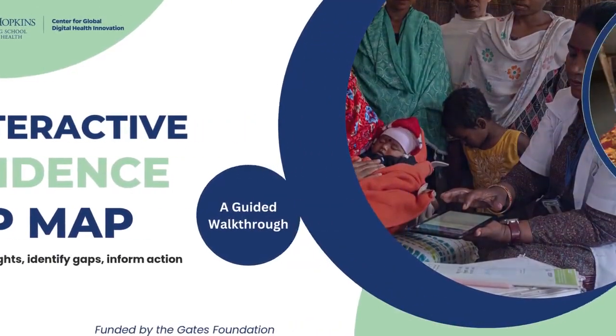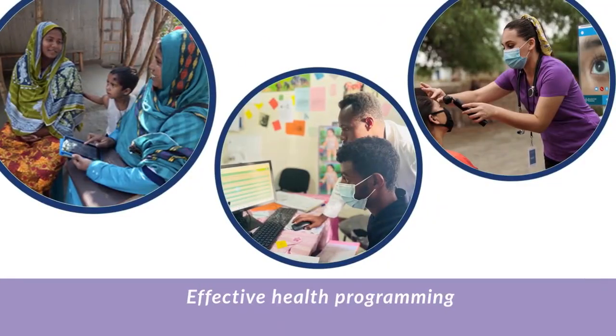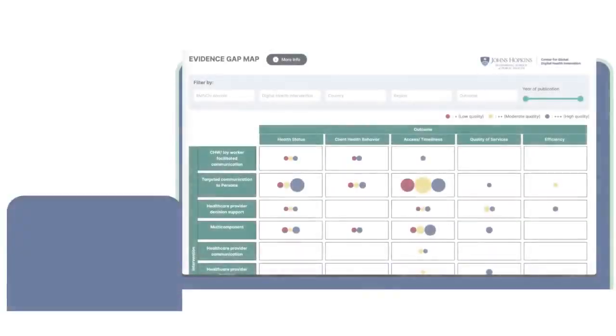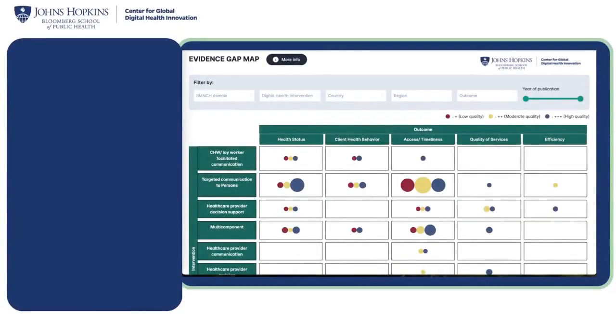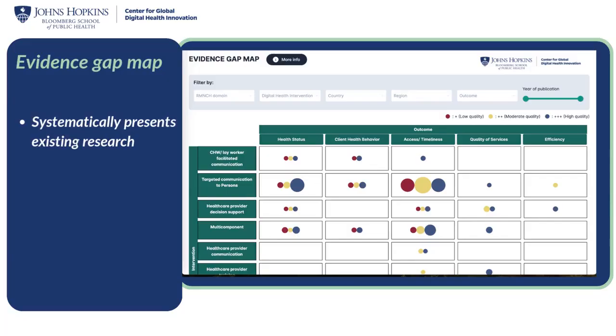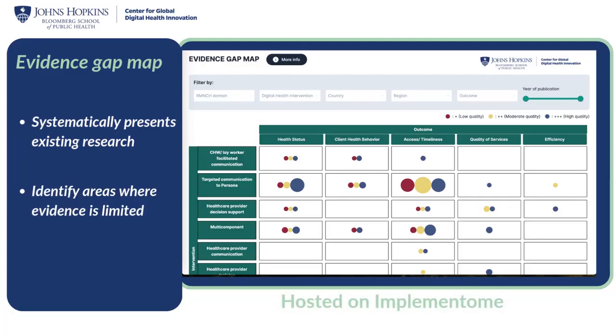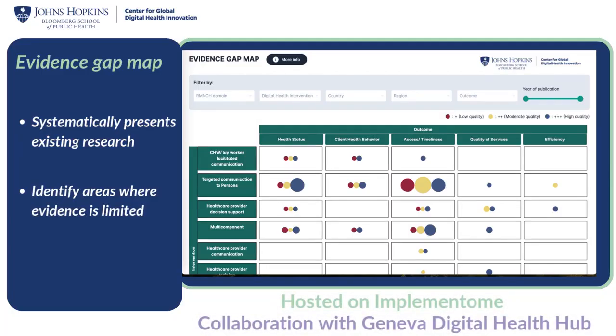Robust evidence is essential for effective health programming and for guiding strategic decision-making for public health. To support evidence-informed actions, the Center for Global Digital Health Innovation at the Bloomberg School of Public Health has developed an evidence gap map, a platform that systematically presents existing research on digital health and helps identify areas where evidence is limited. This interactive tool is now hosted on the Implementome platform in collaboration with the Geneva Digital Health Hub.